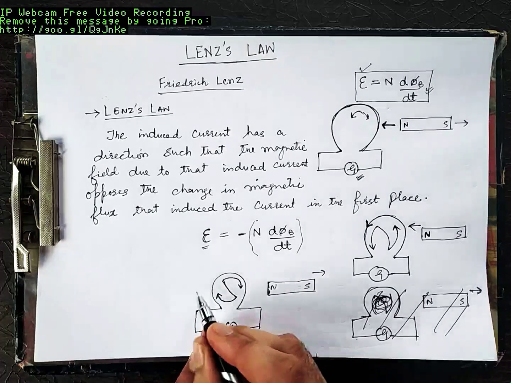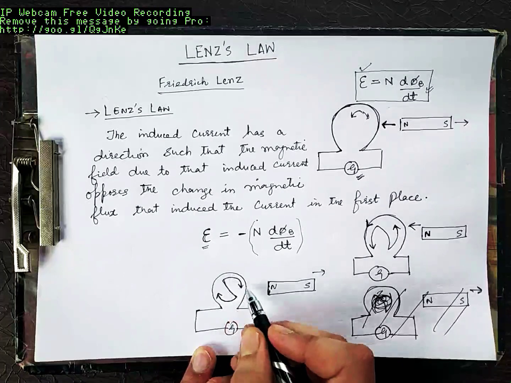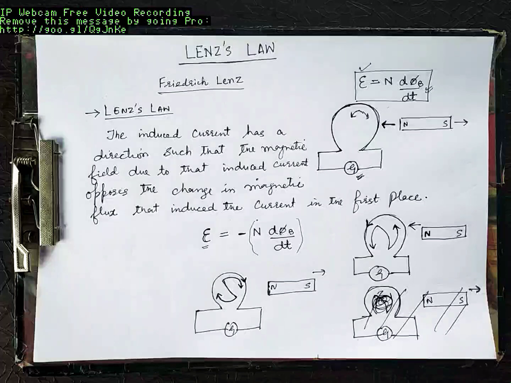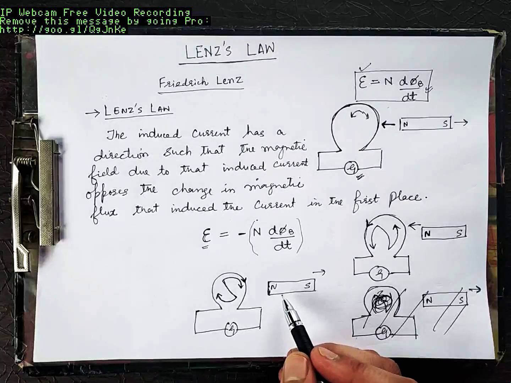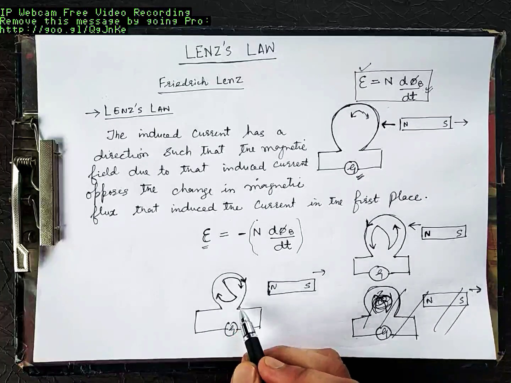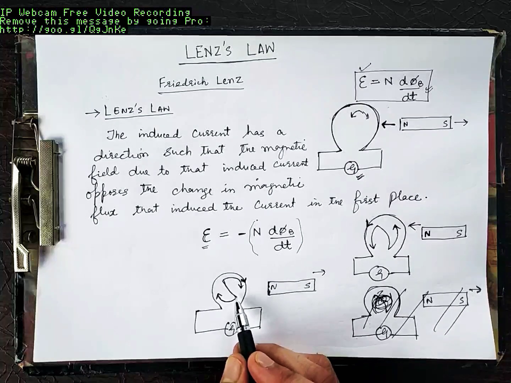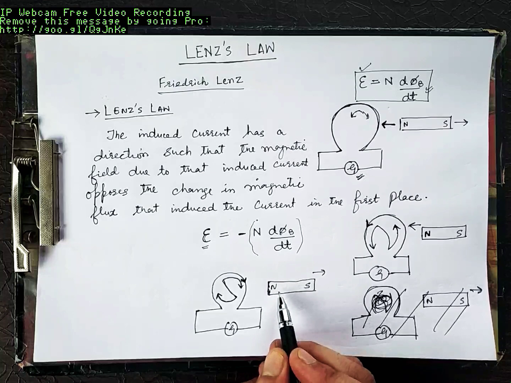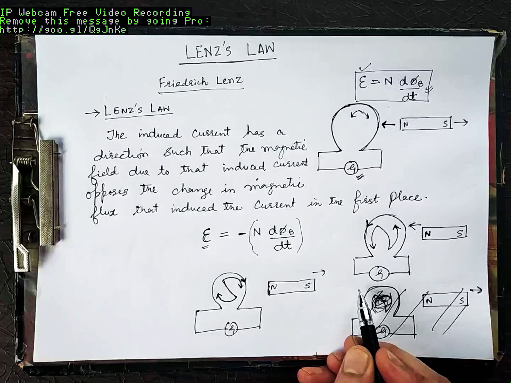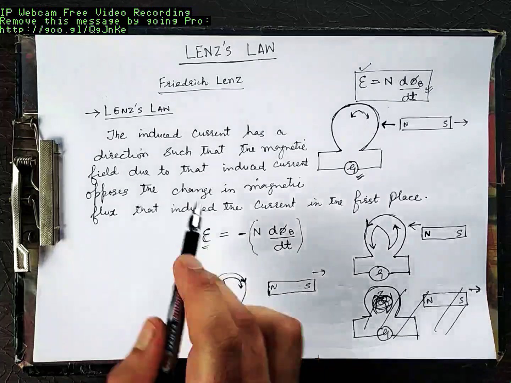How can this coil attract the north pole back towards the coil? If it can somehow behave as a south pole. The directions here and here, this is clockwise direction. So here, looking from the side of the magnet, the current will flow in this clockwise direction. When current flows in clockwise direction, this behaves as a south pole. This south pole will try to attract this north pole towards it. So it won't allow it to escape away. In other words, that's what Lenz's law says.